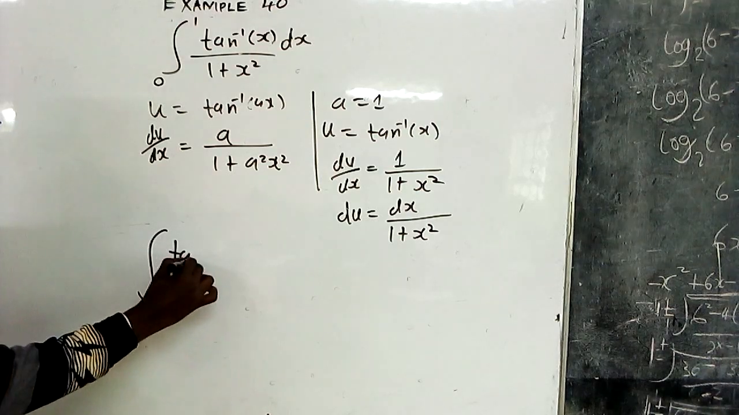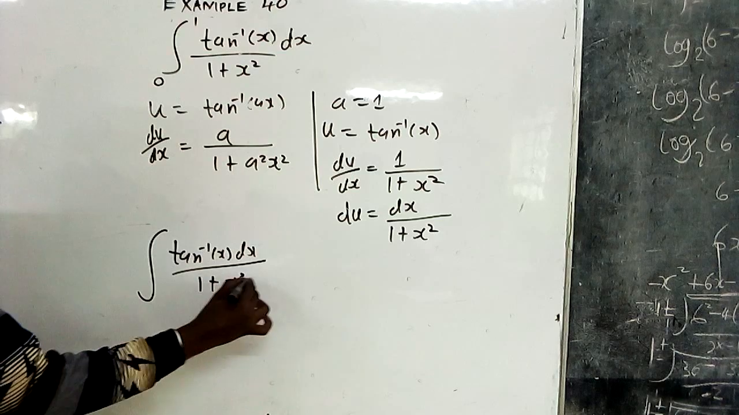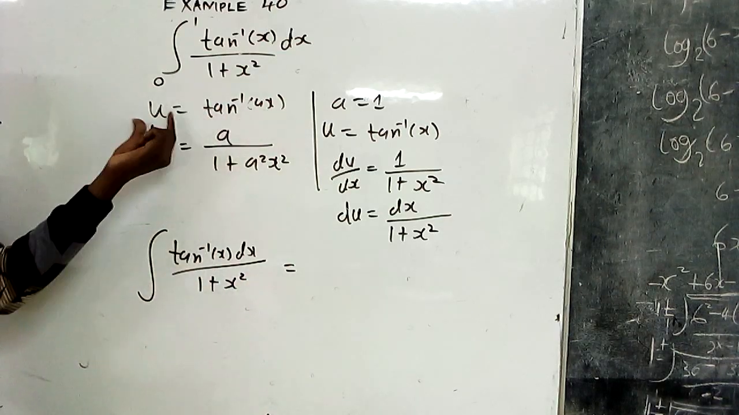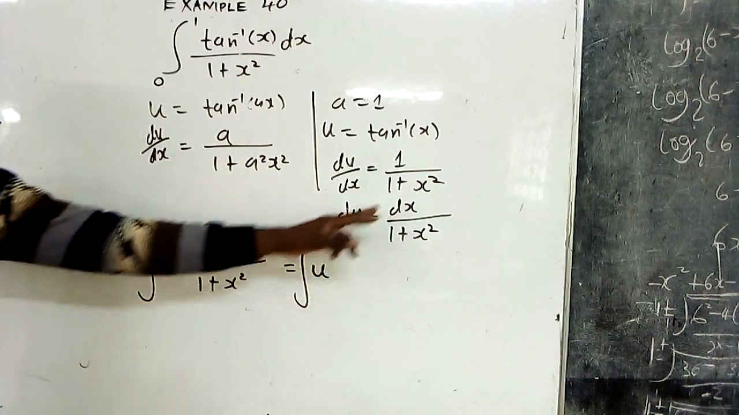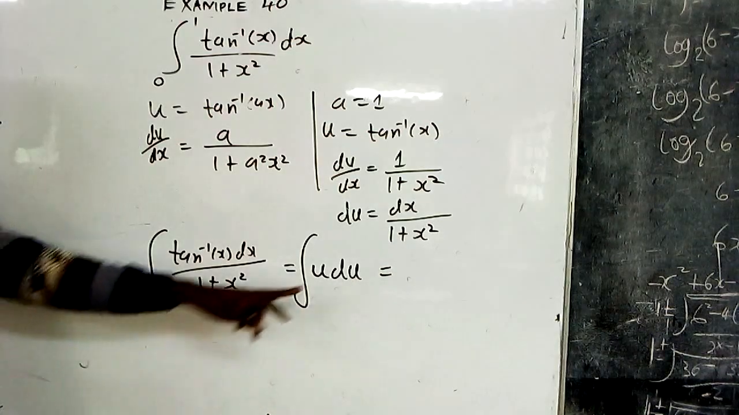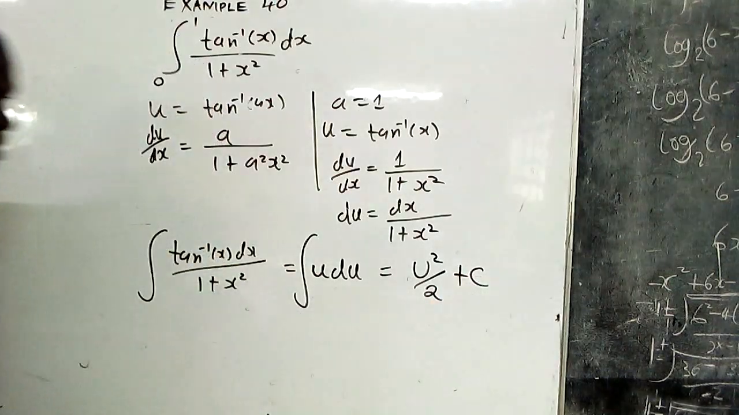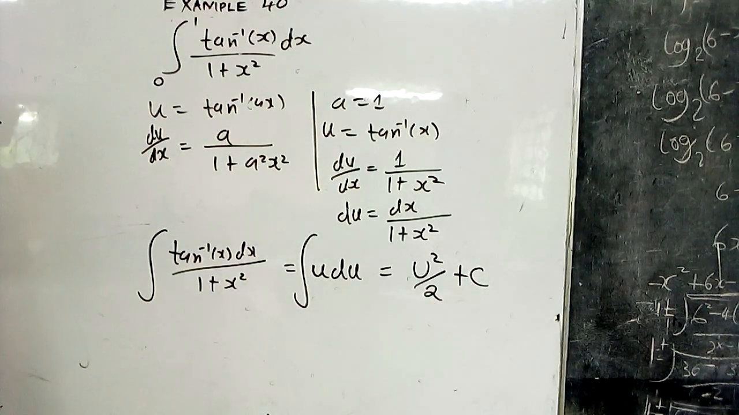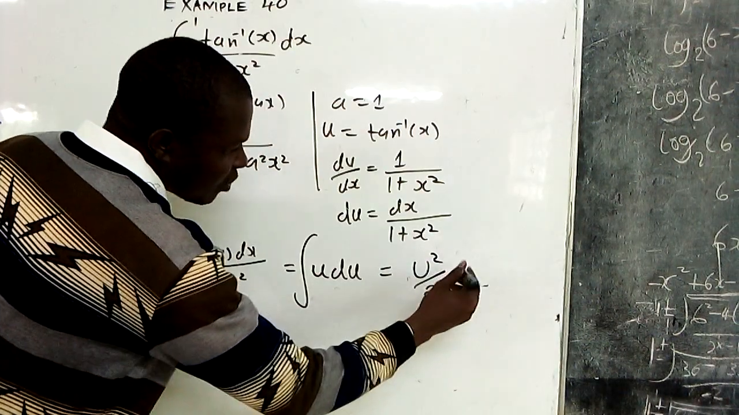So we are integrating tan inverse of x dx over 1 plus x squared. Tan inverse of x is u, so we are integrating u, then dx over 1 plus x squared is du. We are integrating u du. So if you integrate this, you get u raised to power 2 over 2 plus c. Are we together? Okay? So what is u? Just say u raised to power 2 over 2, plus c.